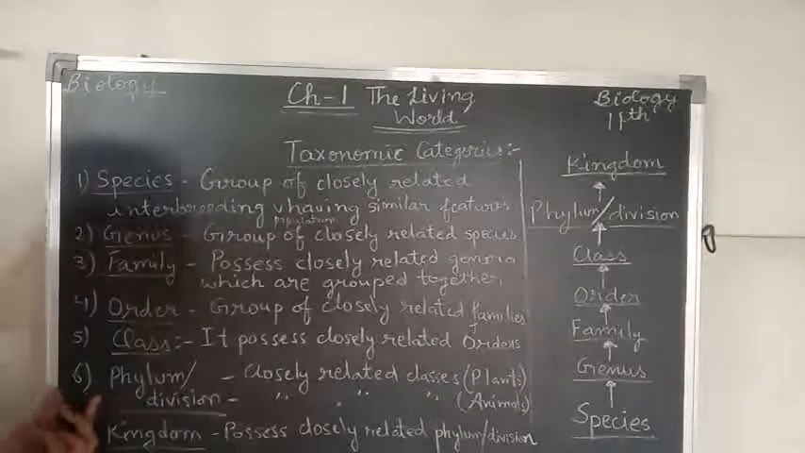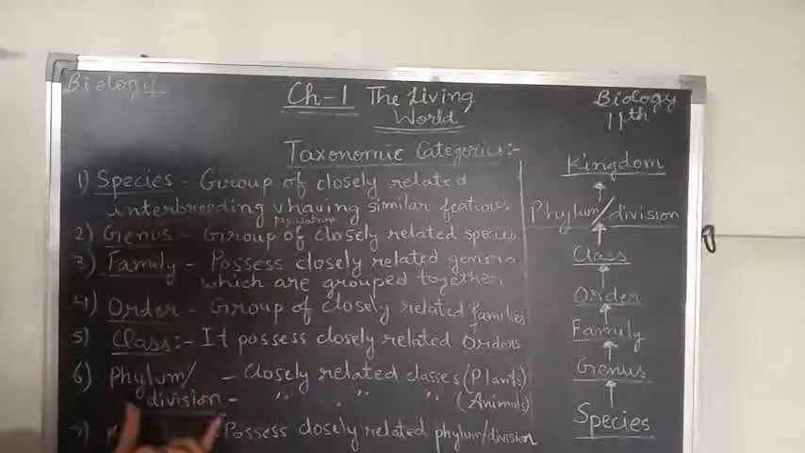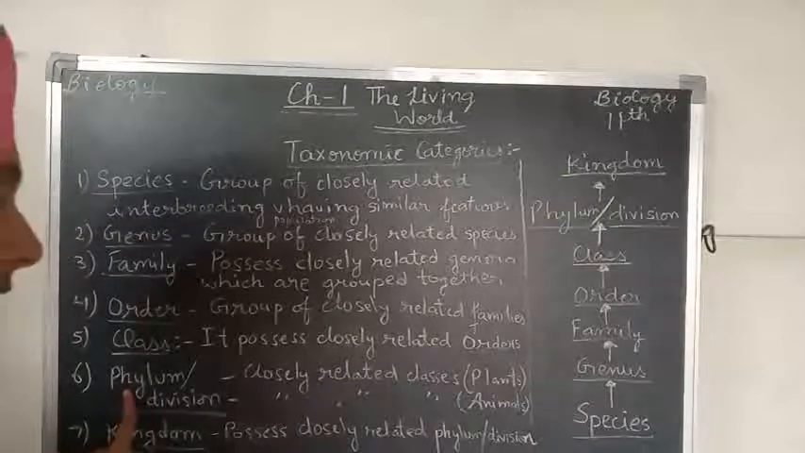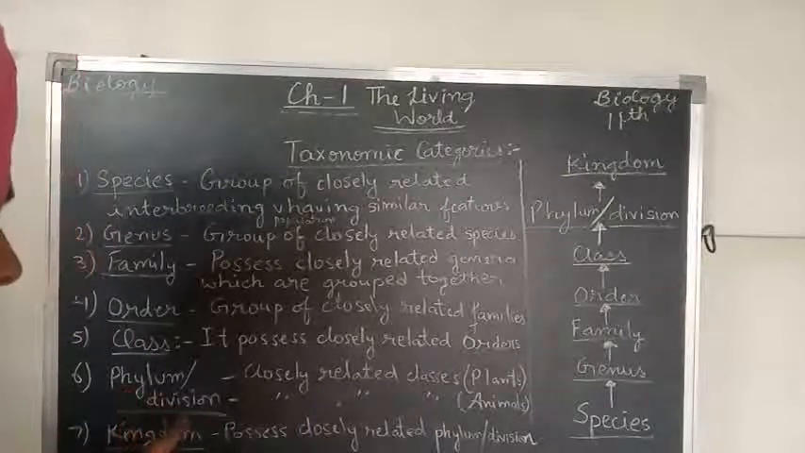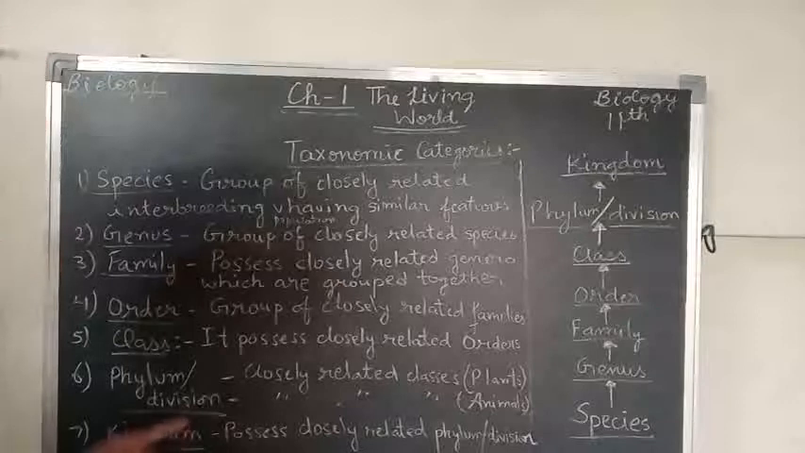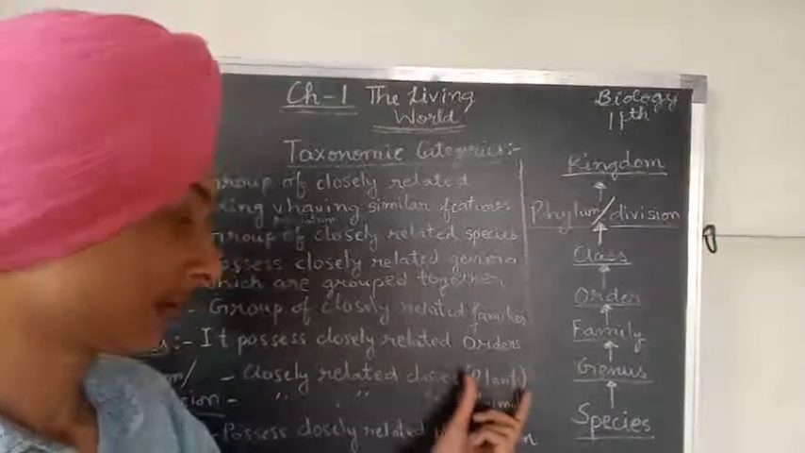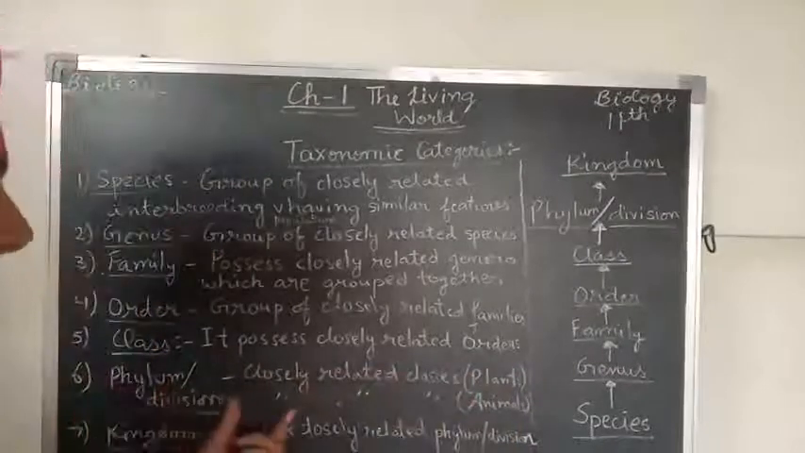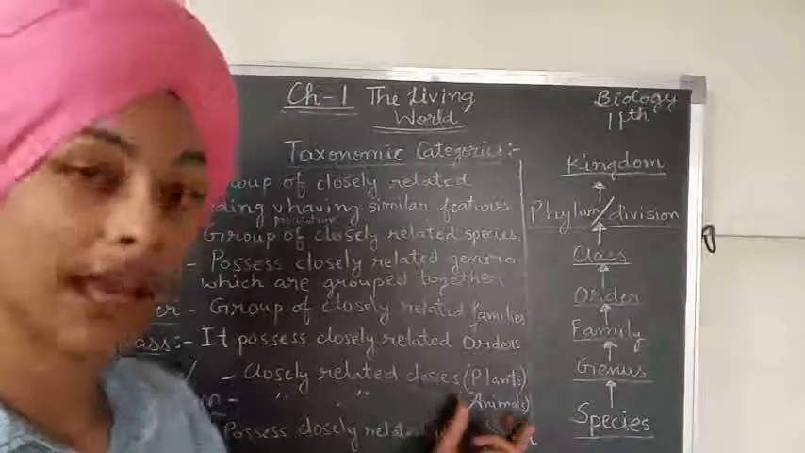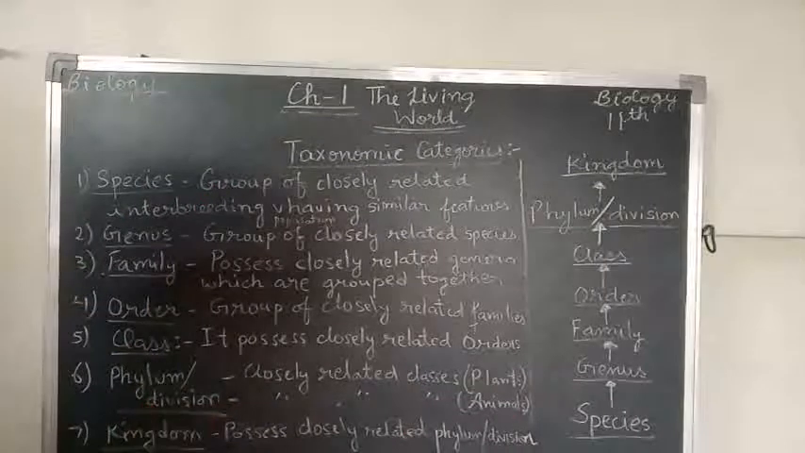The next one is phylum or division. Phylum is used for plants and division is used for animals. So, closely related classes of plants represent phylum and closely related classes of animals represent division.